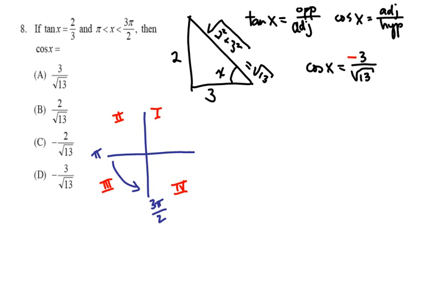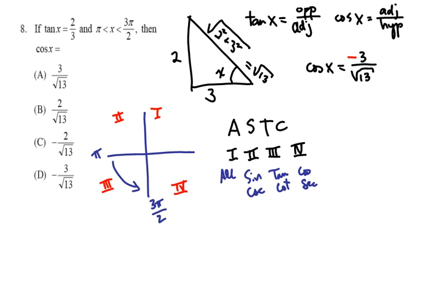We found the reference angle, but to find the sign of that, we have to look at which quadrant we're in. And another easy way to remember that is ASTC. In the first quadrant, all trig functions are positive. In the second quadrant, the sine and the cosecant are positive. In the third quadrant, the tangent and the cotangent functions are positive. And finally, in the fourth quadrant, the cosine and the secant functions are positive.